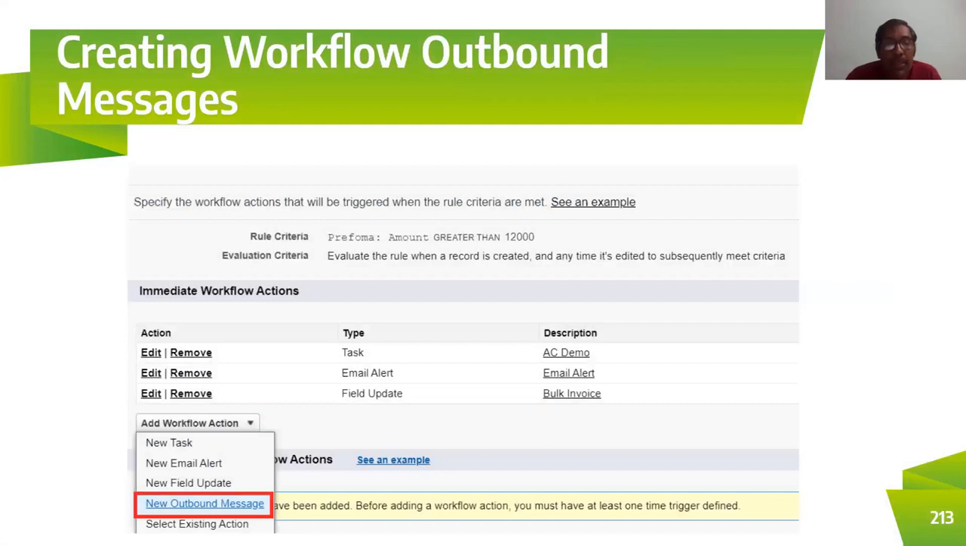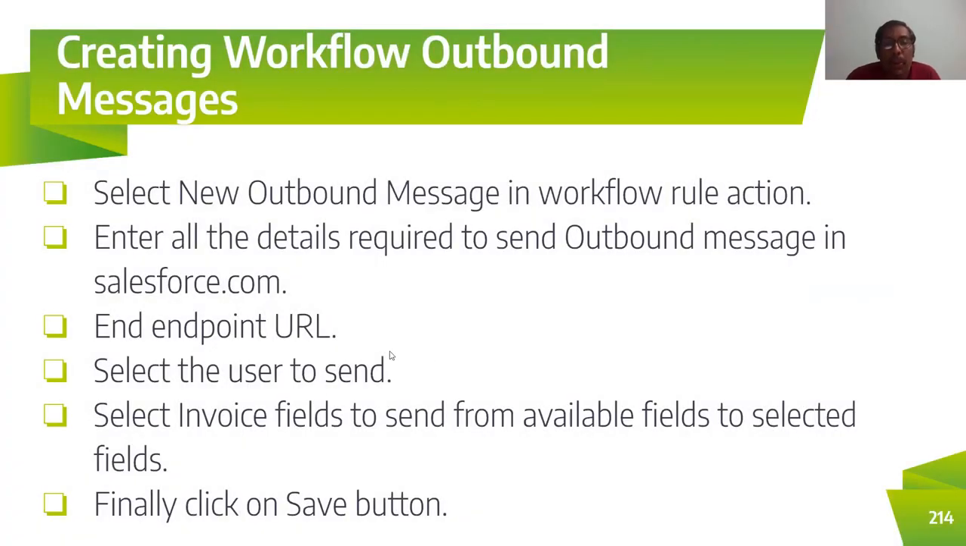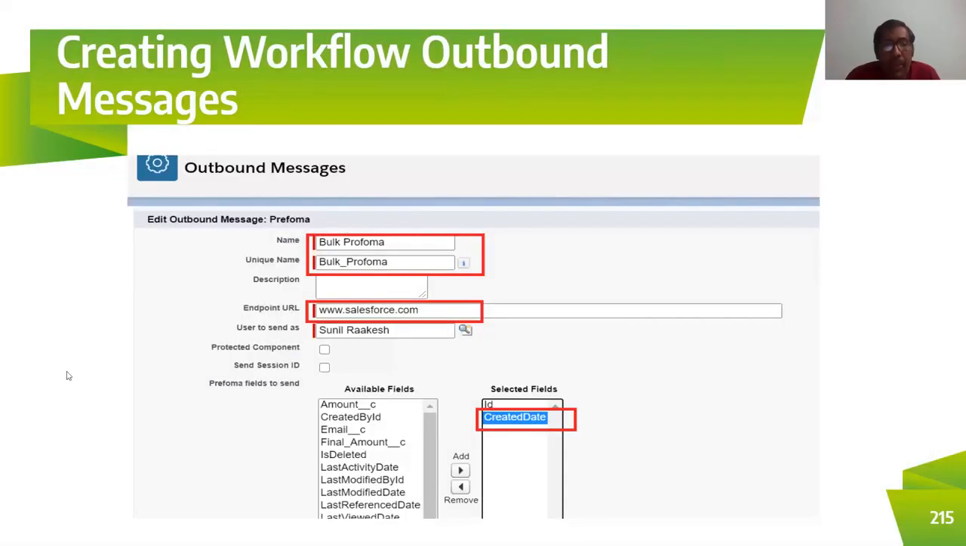It is going to be an outbound message, right? Again, you're going to enter the outbound message workflow action: enter the details required to send the outbound messages in Salesforce, enter the endpoint URL, select the user to send, and select the invoice fields to send from available fields to selected fields. Finally, click on the save button. When it comes to the outbound message, you're going to enter the name, the nickname, and you have to specify the endpoint URL. Then specify the user to send to, and the fields that you want, which you can select here.